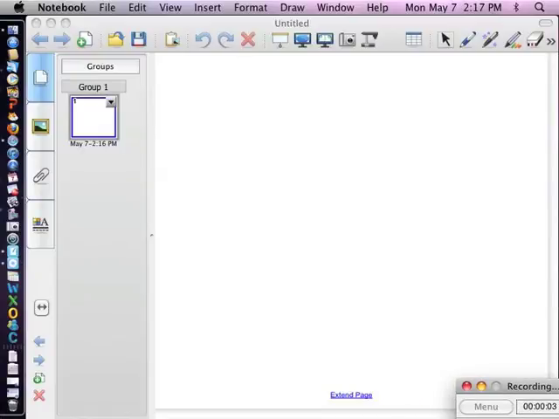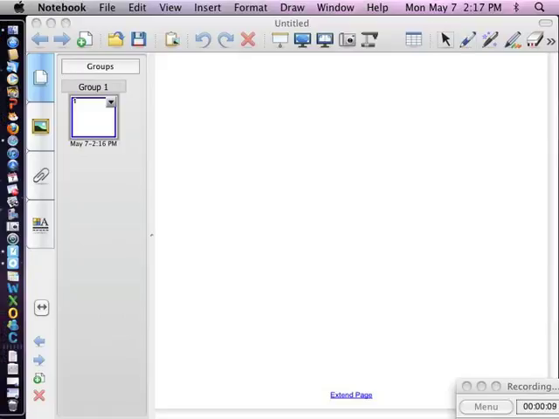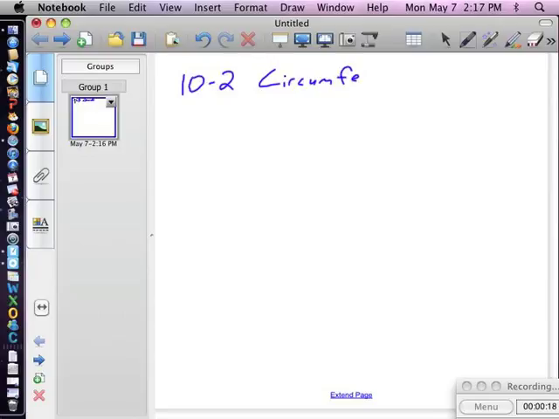The title of section 10.2 is circumference. Okay, 10.2, circumference. This is actually a fancy word for perimeter of a circle because it's the same thing. We're still talking about the distance around a shape.